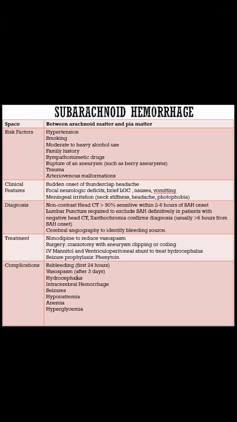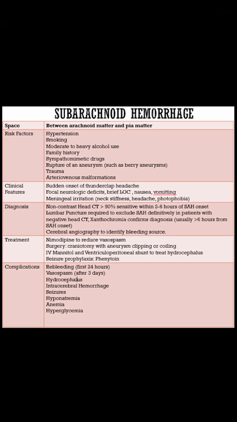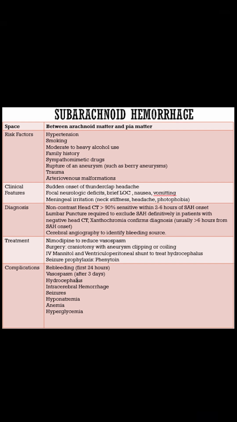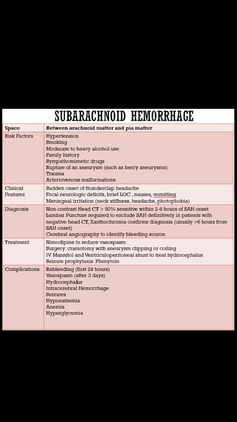Xanthochromia is presence of bilirubin in the cerebrospinal fluid, secondary to breakdown of the red blood cells, resulting in yellow discoloration. A cerebral angiography can also be done to identify the bleeding source. Now let's discuss the complications of subarachnoid hemorrhage.